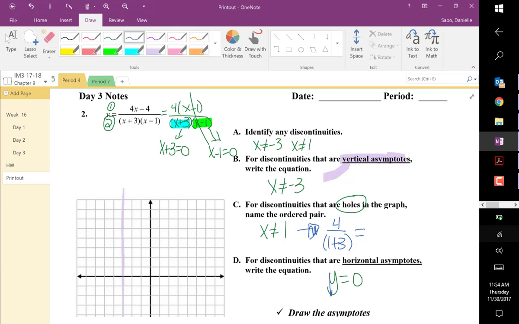What'd you get? Good, 1. So my ordered pair is 1, 1. And that's the cool part, is now you can draw a hole there. So here we go. 1, 1, hole.